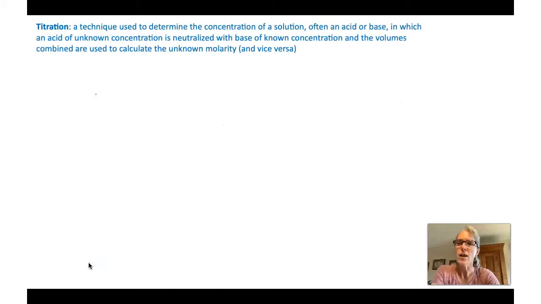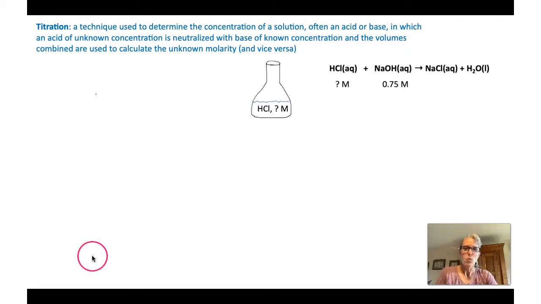Titration is a common technique used in chemistry to determine the concentration of a solution. Often it's used with an acid or a base, but it doesn't have to be. An acid of unknown concentration is neutralized with a base of known concentration, and the volumes that are combined are used to calculate the unknown molarity. You can also do it vice versa, in which the base has the unknown concentration and you're using an acid of known concentration.